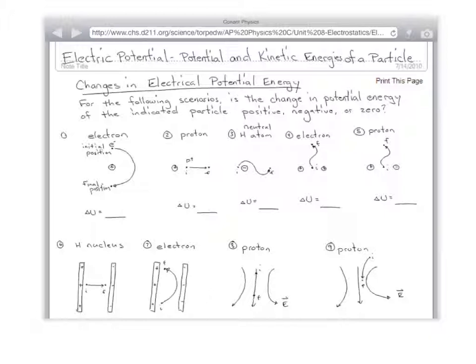Scenario 1, you have an electron moving from an initial position to a final position. What is the change in potential energy? Situation 2, you have a proton. Situation 3, you have a neutral hydrogen atom. Situation 4, you have an electron, etc. Go ahead, do those now.